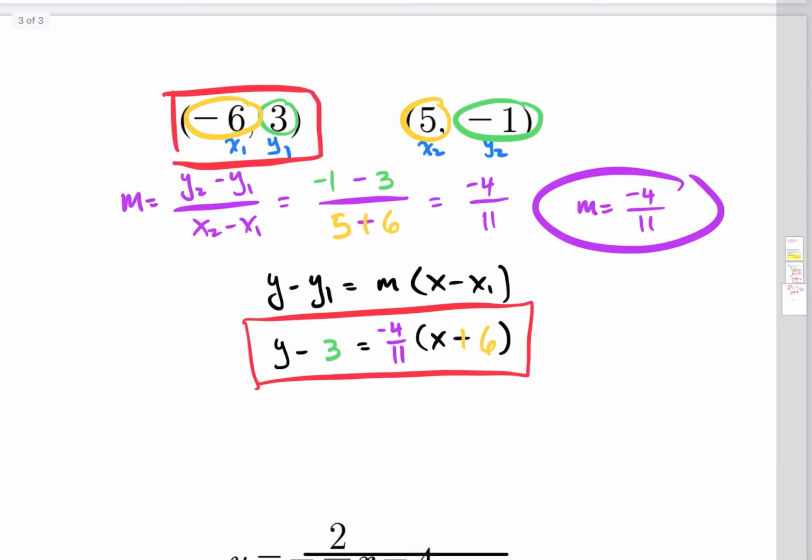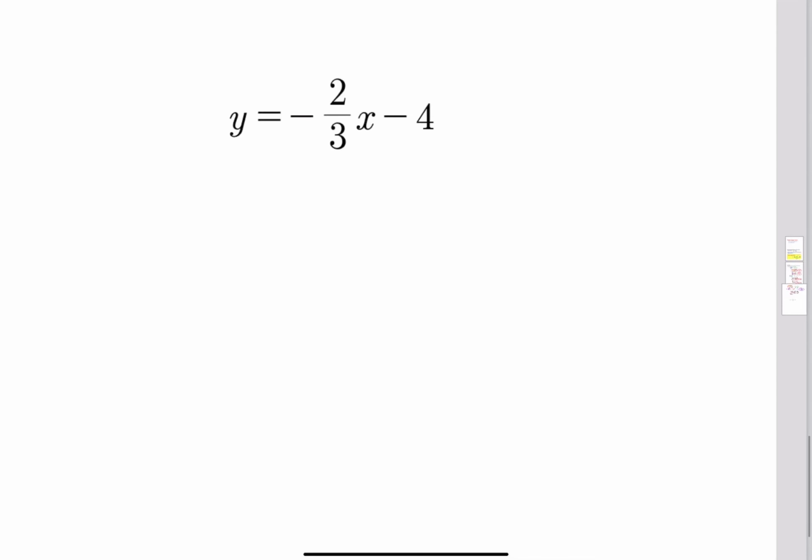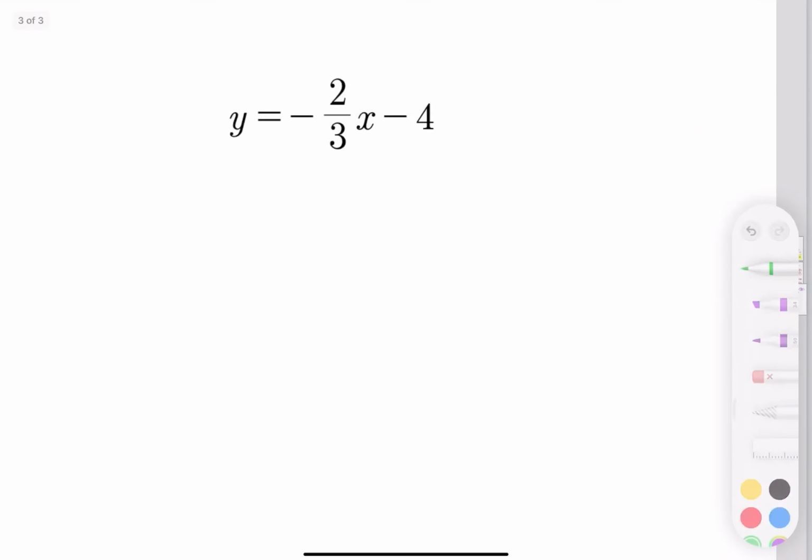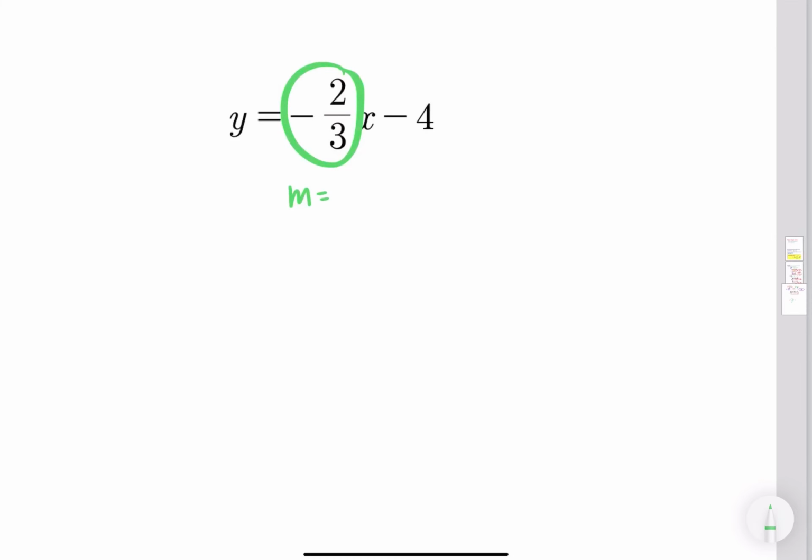All right, let's try one more, except this time they gave us an equation in slope-intercept form, and what we want to do is we want to convert this into point-slope form. So what we need is a point and a slope. Well, slope-intercept form, well, I have that slope. That slope is negative 2 over 3. But I need a point, and that point is actually this negative 4. How is negative 4 a point? Well, remember, this is a y-intercept. And a y-intercept is when x is equal to 0. So that point is really 0, negative 4. Because again, x has to equal 0. So that's my x1, and my y1 is that negative 4.